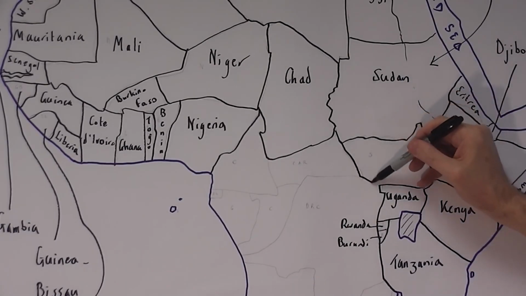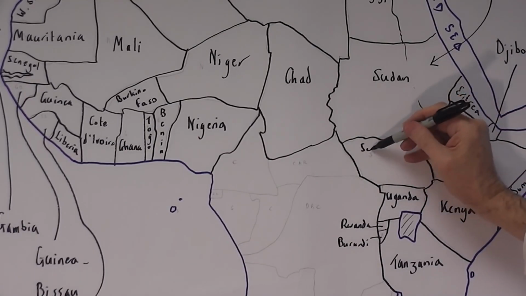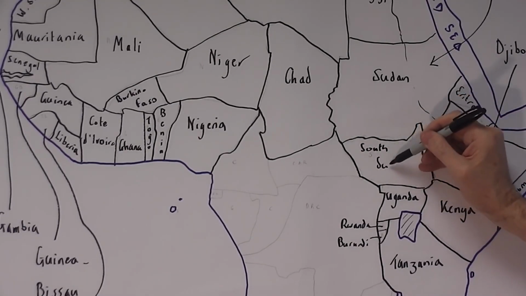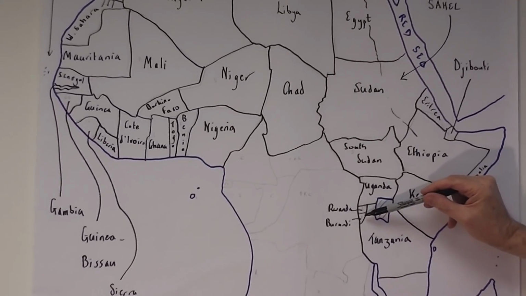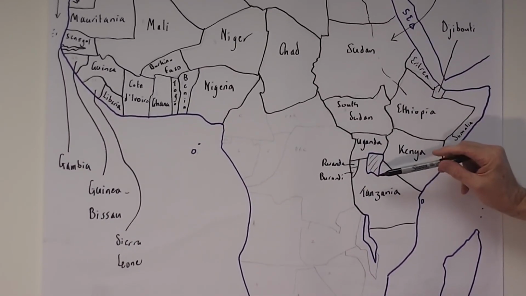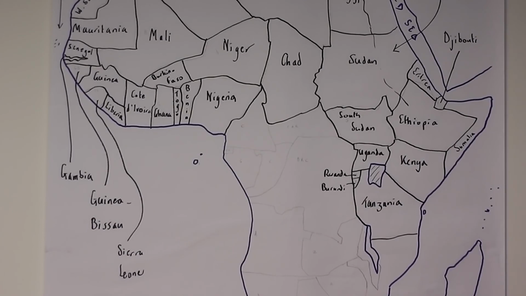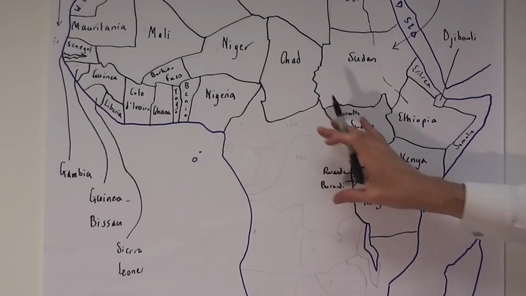And then south of Sudan here is a country called South Sudan, a new country which split away from Sudan in 2011, so it's a pretty new country. So that's East Africa. Eritrea, Djibouti, Somalia, Ethiopia, South Sudan, Uganda, Kenya, Tanzania, Rwanda and Burundi. That's East Africa. Now we come to Central Africa over here, which has an equatorial climate.